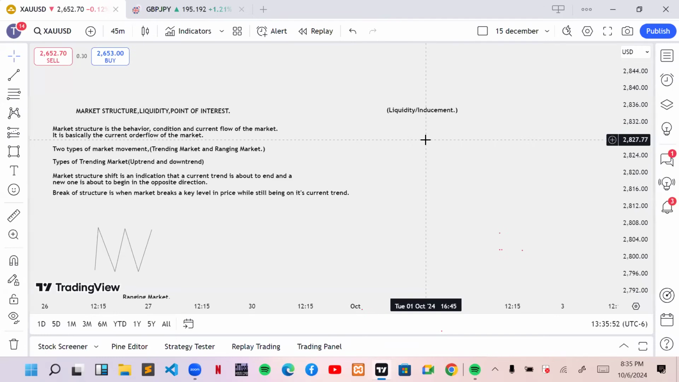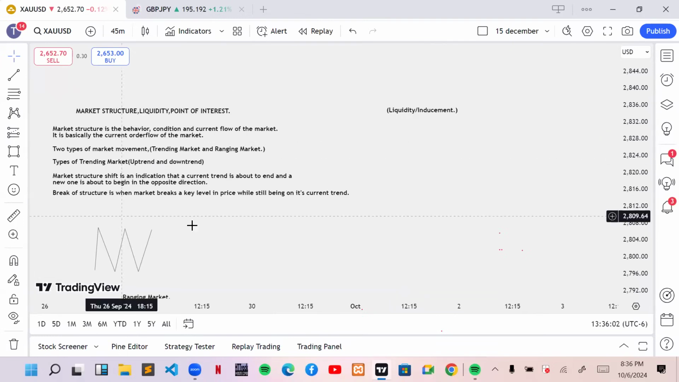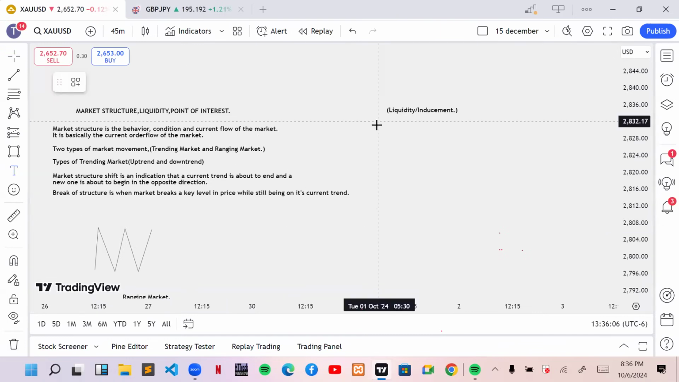It is my inducement. An inducement is the first valid pullback that price makes after a break of structure or a market structure shift. So after you've gotten a break of structure or a market structure shift, the first valid pullback that market makes. So liquidity slash inducement. So that's my liquidity is my inducement.